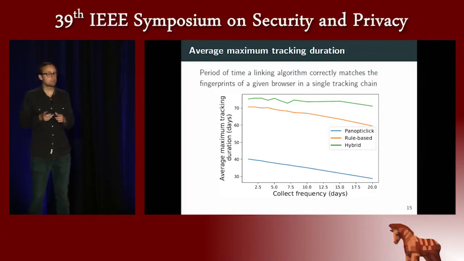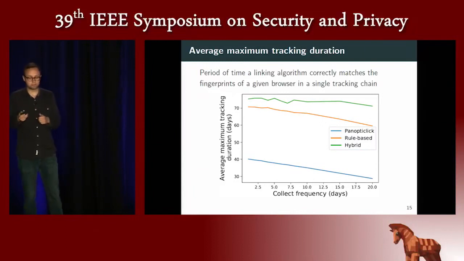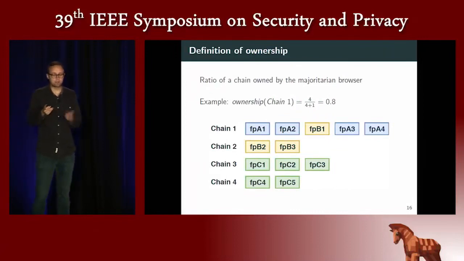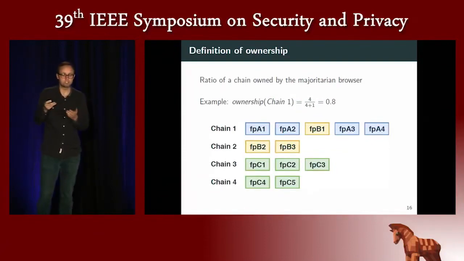And we also compared with the Panoptic algorithm proposed in 2010 by Eckersley, which is the only state-of-the-art algorithm that relies on fingerprints for tracking browsers. The second metric is the ownership. The ownership of a chain can be seen as the purity of a chain, or it reflects the pollution or the quality of the data.